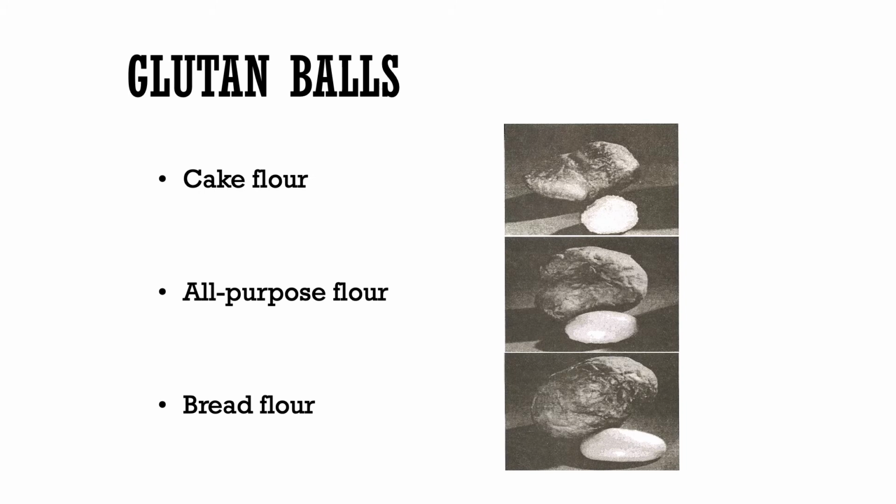These are different gluten balls from different kinds of flour. You see the gluten balls from cake flour, all-purpose flour, and bread flour. Most notably, you'll see a much larger gluten ball, the little white ball there, from the bread flour compared to the cake flour, because with bread flour you want it to be more structured, higher protein. So you're going to have a lot more gluten there. With the cake flour, you see it's a lot smaller, with the all-purpose flour being somewhere in the middle.